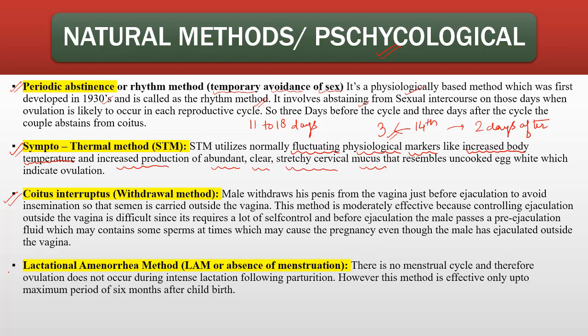Now the next is lactational amenorrhea. The lactational amenorrhea method is basically the absence of menstruation. There is no menstrual cycle and therefore ovulation does not occur. If the menstrual cycle is stopped, there will be no ovulation, and if there is no ovulation, there is no fertilization. It occurs during intense lactation following parturition.